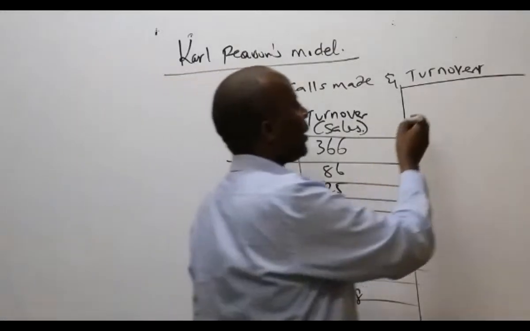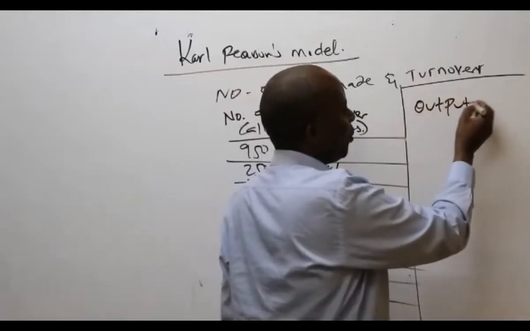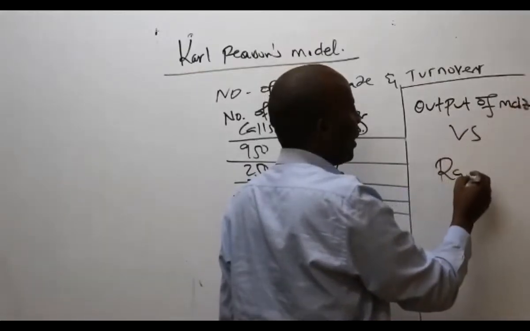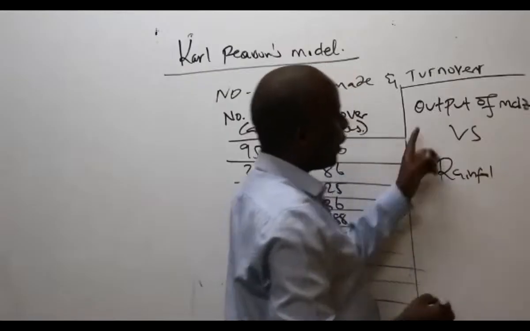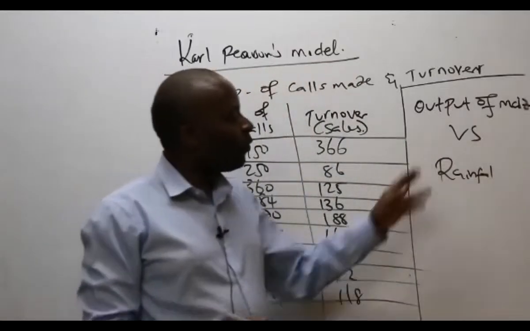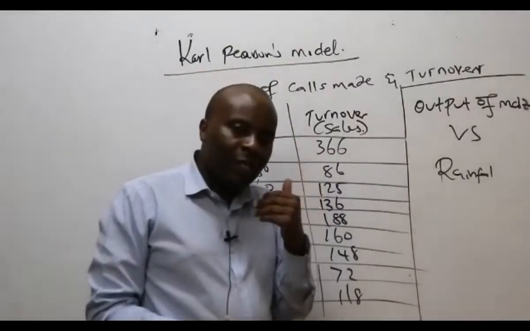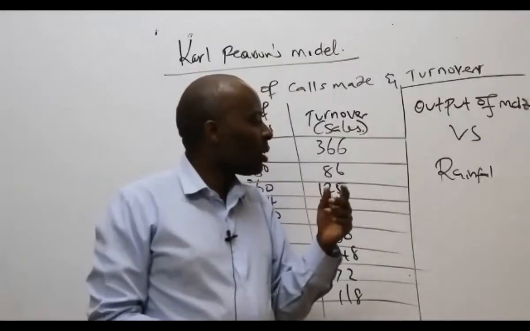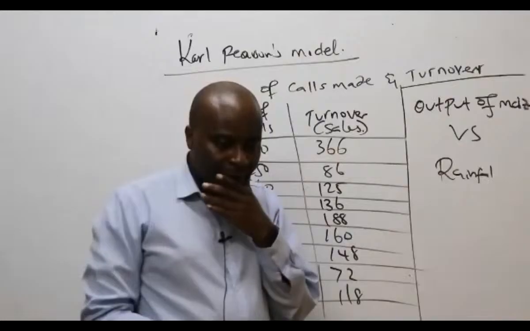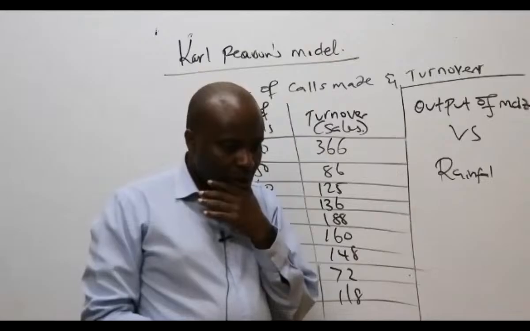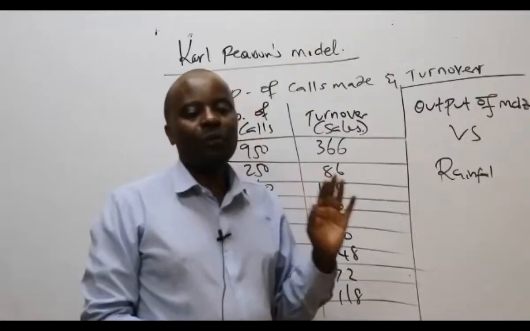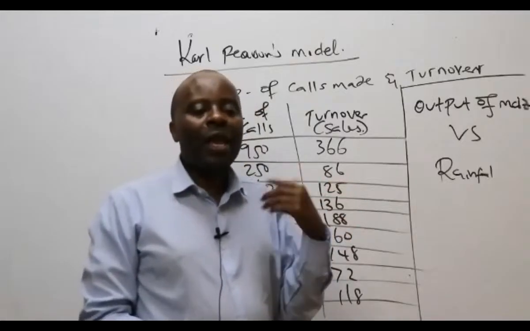If, for example, you look at output of, let me just use any crop, output of maize, versus rainfall amounts. If you're given two variables of this nature, here I'm able to see very fast that rainfall amount depends on maize. Rainfall depends on maize. True? No. It is the other way around.